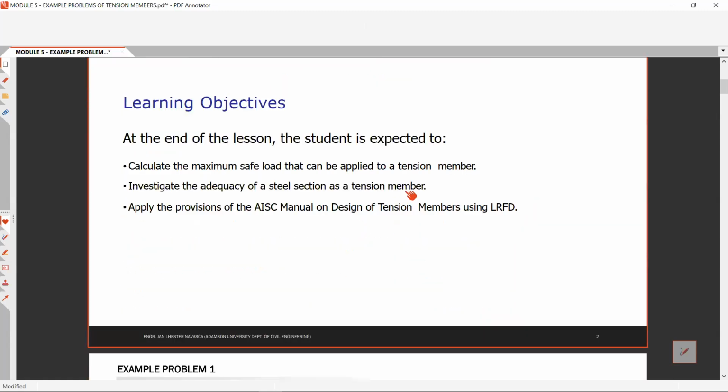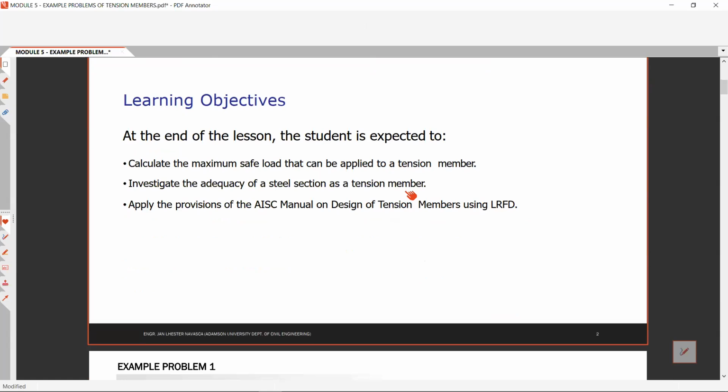For the learning objectives of this module, you will calculate the maximum safe load that can be applied to a tension member. You can also investigate the adequacy of a steel section as a tension member, and apply the provisions of the AISC manual for the design of tension members using LRFD. Then, solving problem 1.